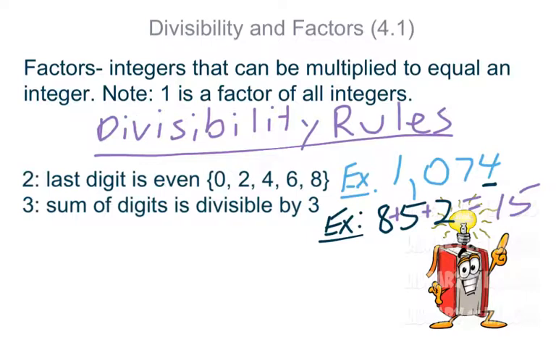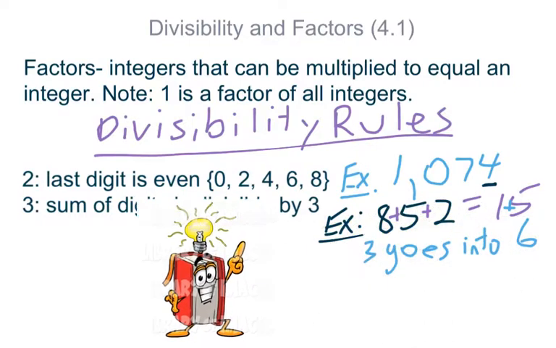And this is really cool. You could keep adding. So let's say you didn't know about 15. You could add up 1 and 5 and get 6. Will 3 go into 6? And we'd say 3 goes into 6, so it's divisible by 3.